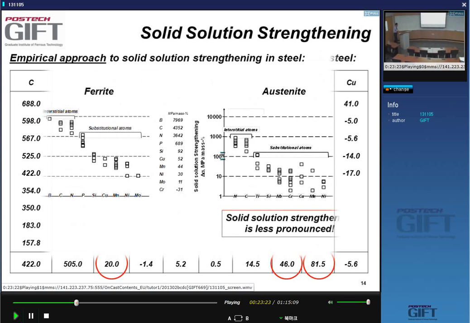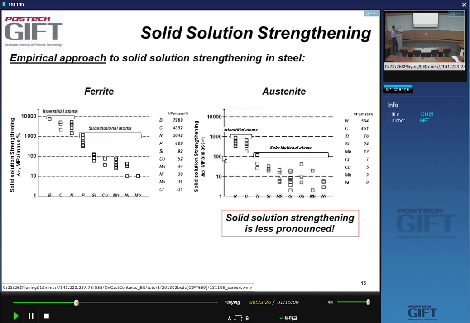Another thing that's important is here. It's basically the same data you've just seen, except I compare them to each other. So it's the same y-axis, solid solution strengthening, ferrite and austenite. So what do you see? You see that the general level is lower. You see the interstitial atoms strengthening, the substitutional atoms, the level of strengthening in austenitic steels is much lower. So you cannot expect in austenitic steels and austenite in general to get the same amount of strengthening that you get in ferrite or ferritic steels.